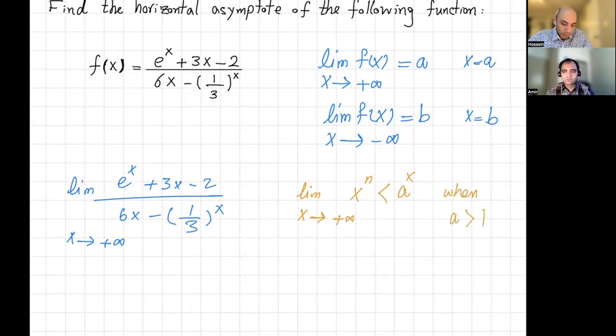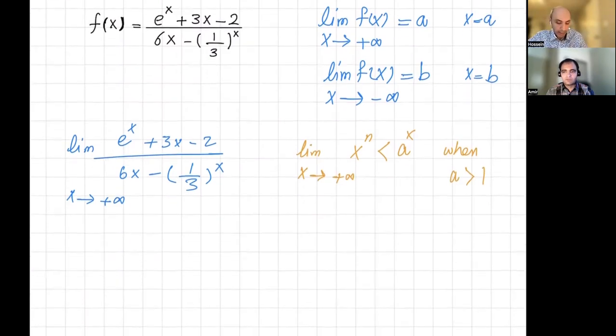Right. So this shows the rate of growth when x is approaching positive infinity, and this is true when a is greater than 1. When a is between 0 and 1, then this inequality is going to flip. So I'm going to have x to n greater than a to the x when x is approaching positive infinity.